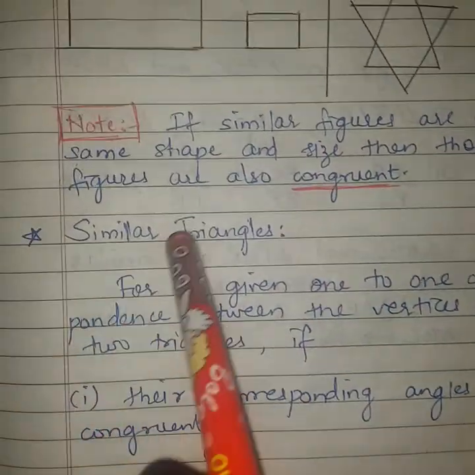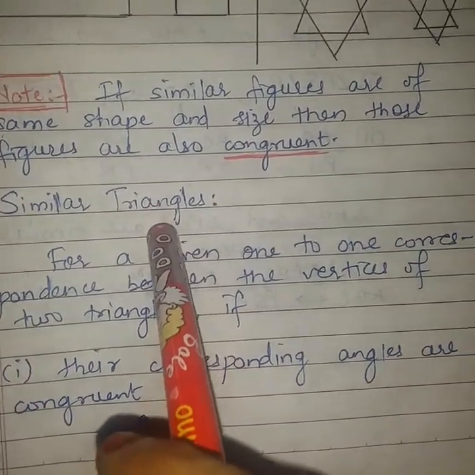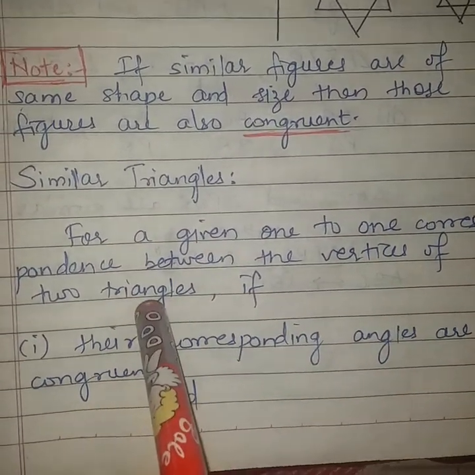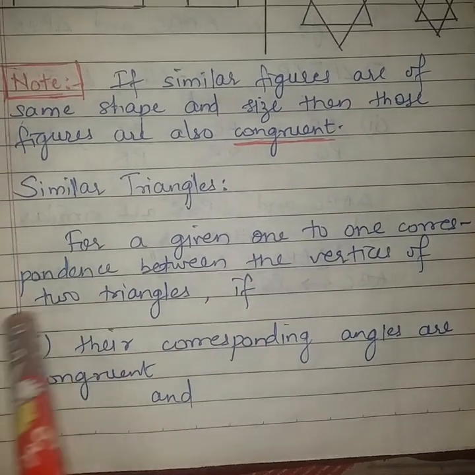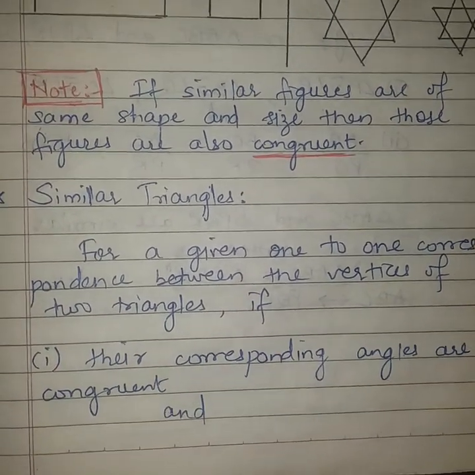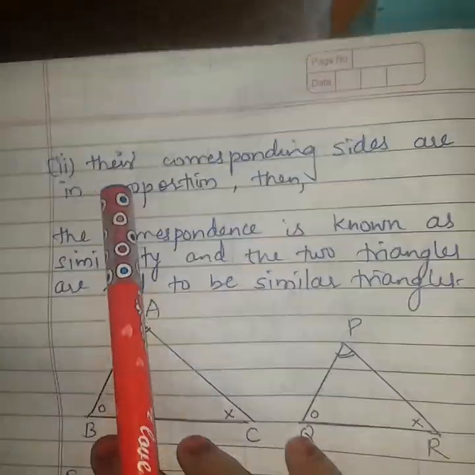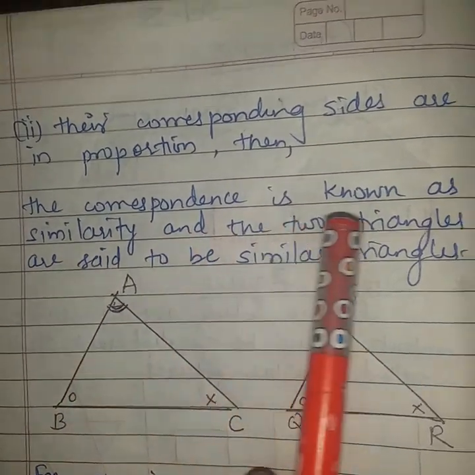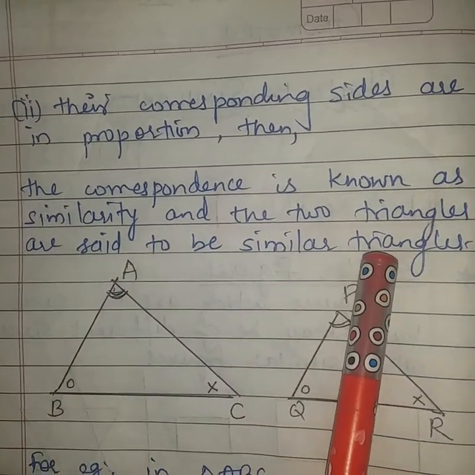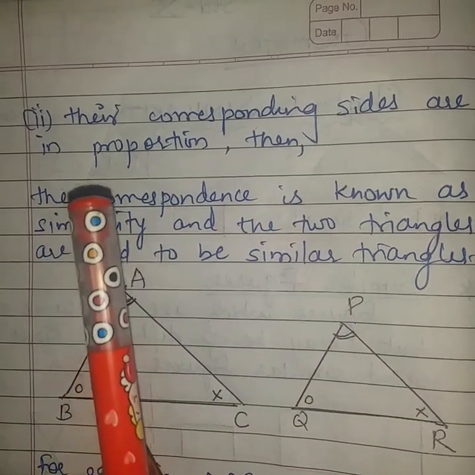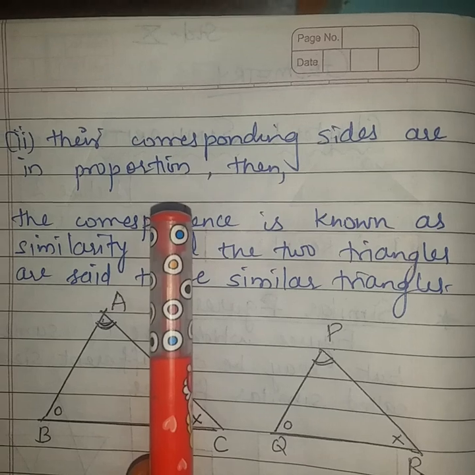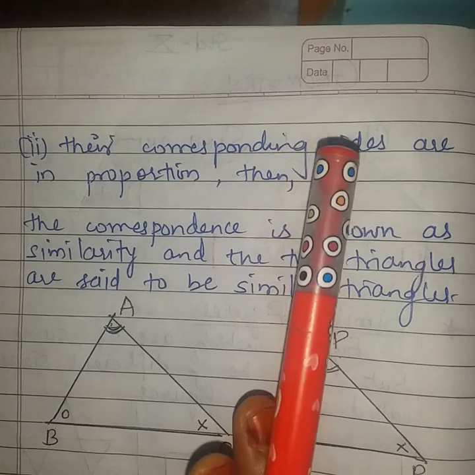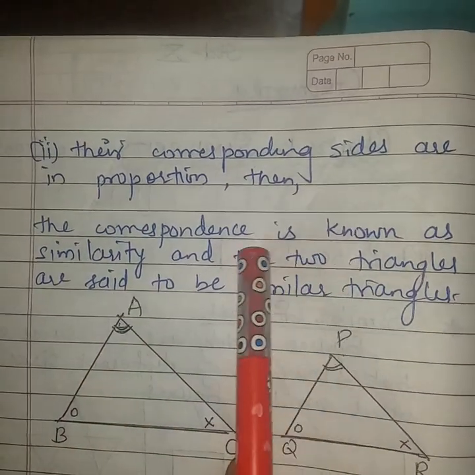Moving towards the concept of similar triangles, again studied in your previous 9th standard. For a given one-to-one correspondence between the vertices of two triangles, if their corresponding angles are congruent and their corresponding sides are in proportion, then the correspondence is known as similarity and the two triangles are said to be similar triangles. Try to understand the 2 points. The first point with reference to angles says that the corresponding angles should be congruent and the corresponding sides should be in proportion for the two triangles to be similar.